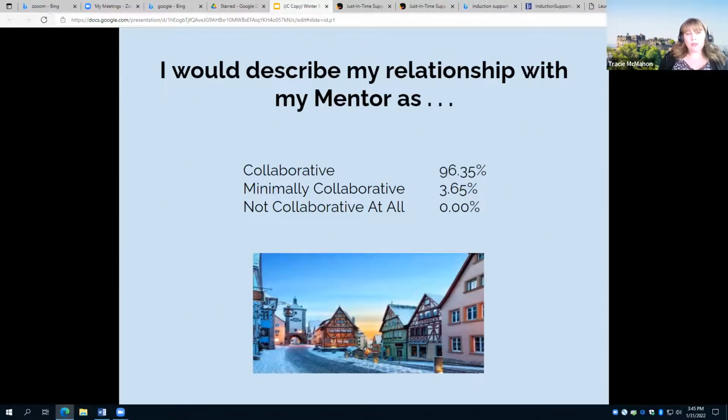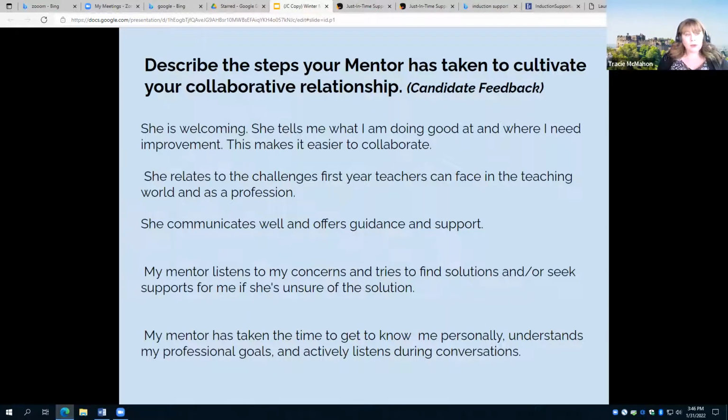I would describe my relationship with my mentor as, and 96% said collaborative. And no one said not collaborative at all. So again, pretty amazing results. We're very impressed with this. And here are some of the things that they said their mentors did to cultivate that collaborative relationship. So again, I'll leave that up so you can get an idea from their perspective what it looks like to have a collaborative relationship.